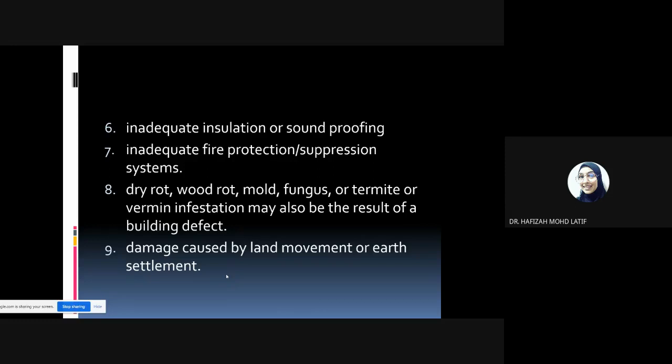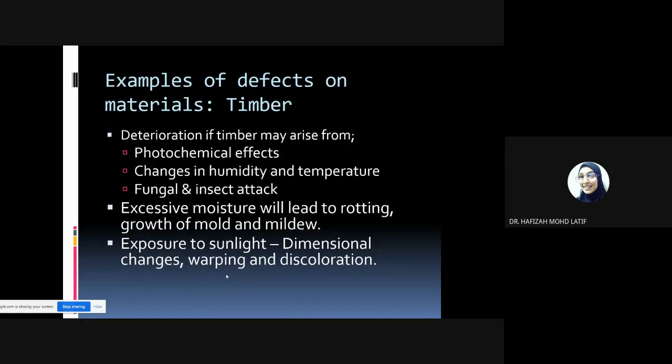Inadequate fire protection or suppression system. Dry rot, wood rot, mold, fungus, termites, damage caused by land movement or earth settlement. These can all cause damage to the building. Right, examples of defects on materials. Just now we mentioned that we can have defects on materials. So in construction, we use timber, concrete, and steel.